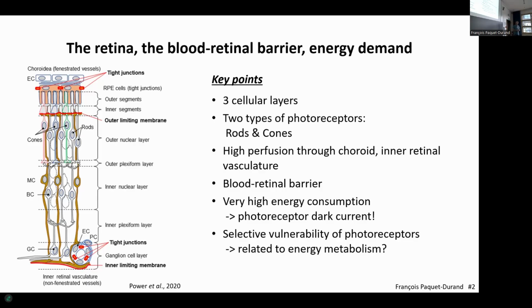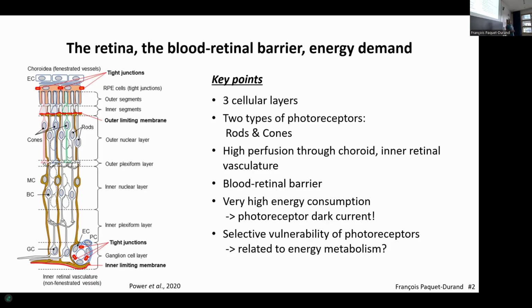What is also a little bit interesting is that the retina is shielded from the rest of the body, from the blood circulation, by the blood-retinal barrier. The energy consumption is very high, probably the highest in photoreceptors of any cell in the body. This is, at least in part, attributed to the dark current of photoreceptors. Now, when we have this very high energy consumption, which is probably so high that it reaches the biologically possible limits, this may also be related to the vulnerability of photoreceptors that we see in certain diseases.